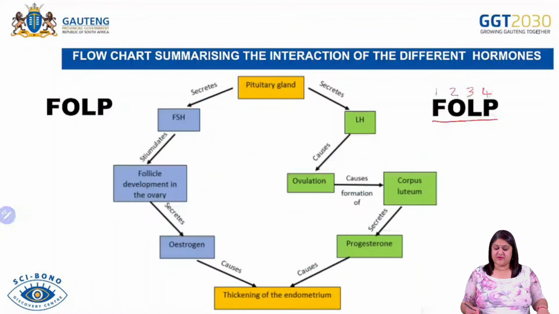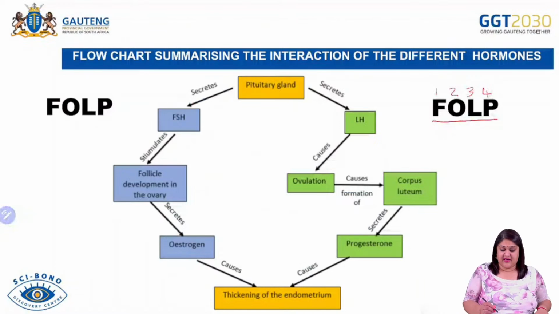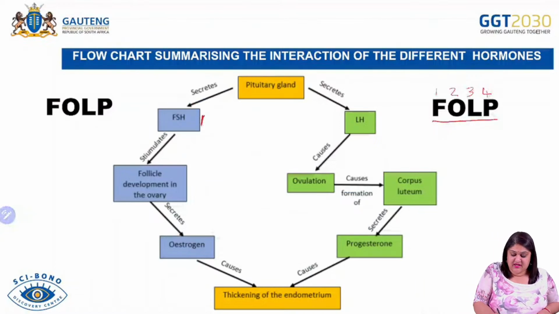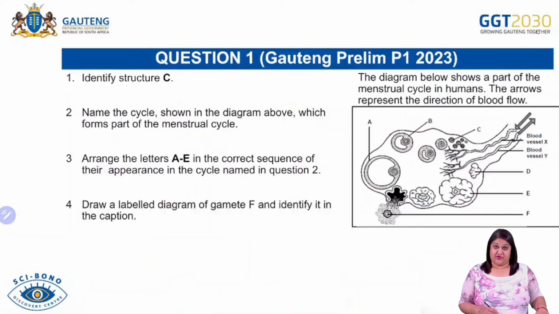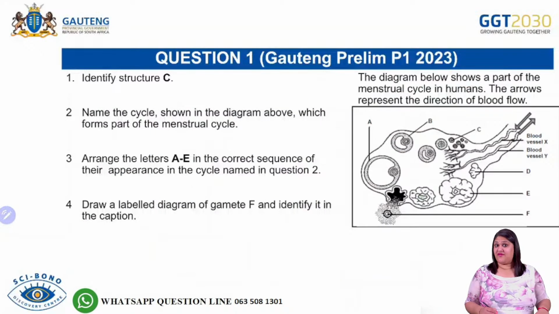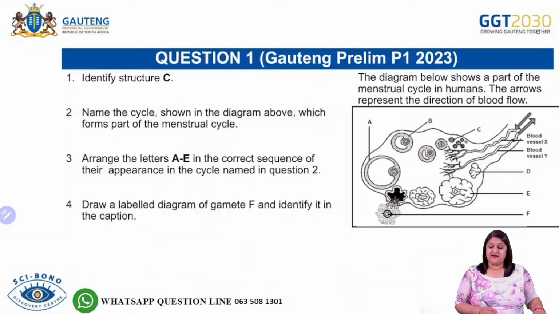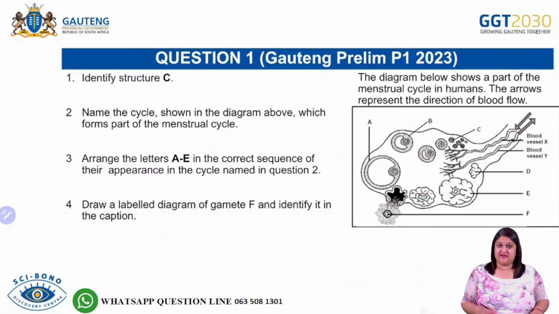Okay, it's a very nice one for you to use and be able to understand how all the hormones actually work together. So you can see here's FSH, here's your estrogen, here's your LH, and here's your progesterone. Now, the question that was in the prelim paper that was difficult for some learners. Right, let's have a look at it. The diagram below shows a part of the menstrual cycle in humans. The arrows represent the direction of blood flow.